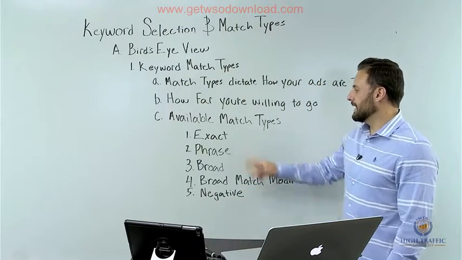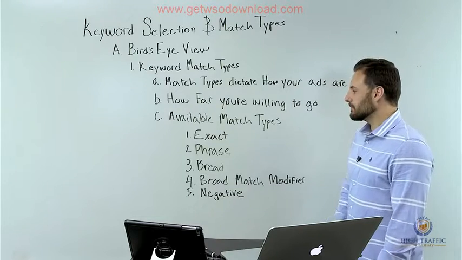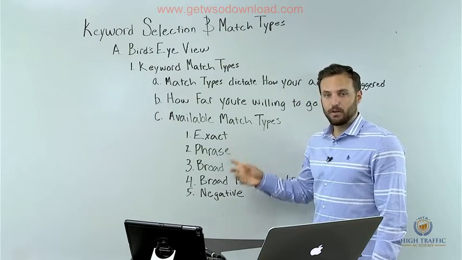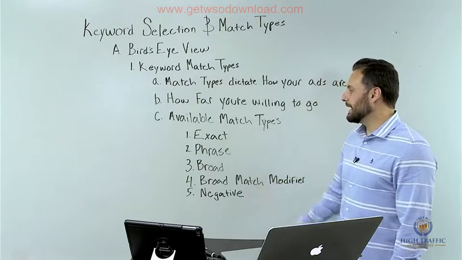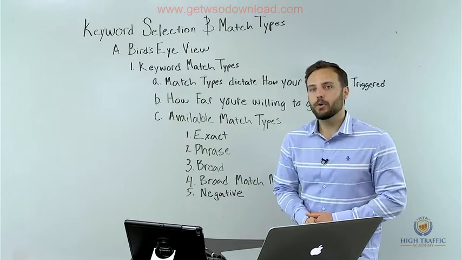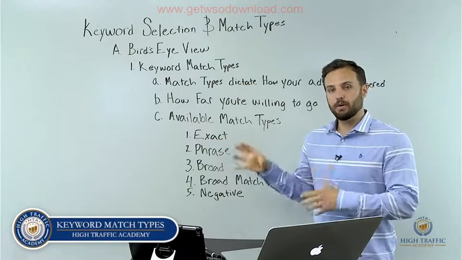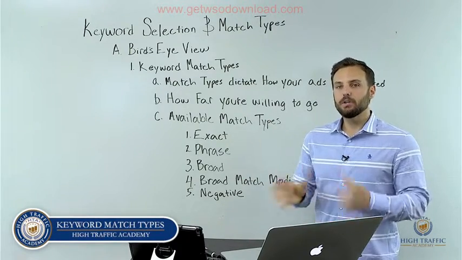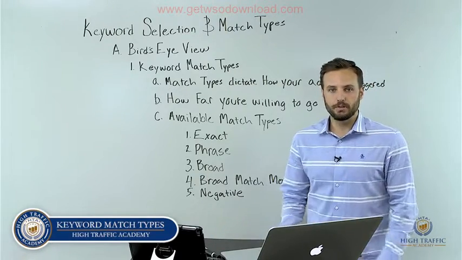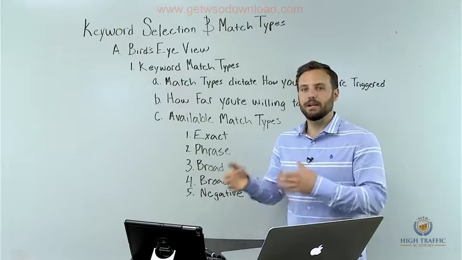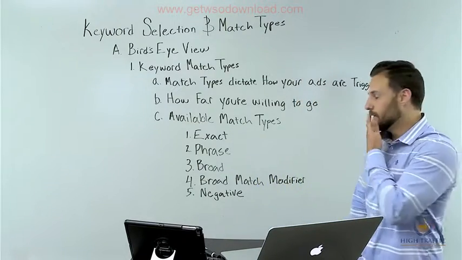The first one is exact match. Just to give you a brief description, we're not going to go in depth here, we're going to do that in the later videos, but exact match basically dictates to Google that you only want your ads to be shown, if the keyword you're targeting is men's boots, only if somebody searches for men's boots, and that's it. That's called an exact match. The user has to search for the exact phrase that you've bid on.